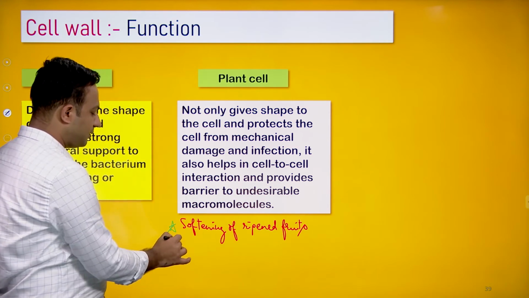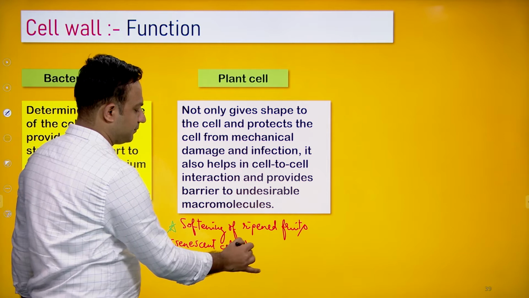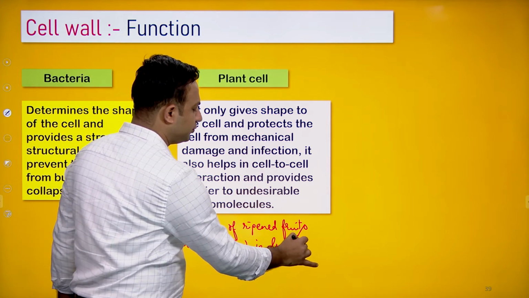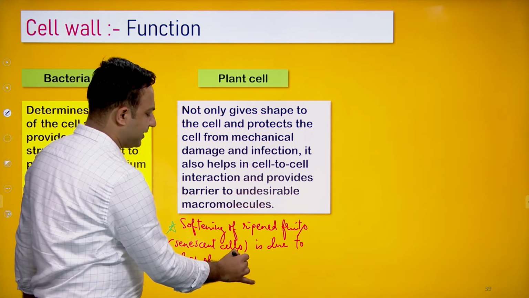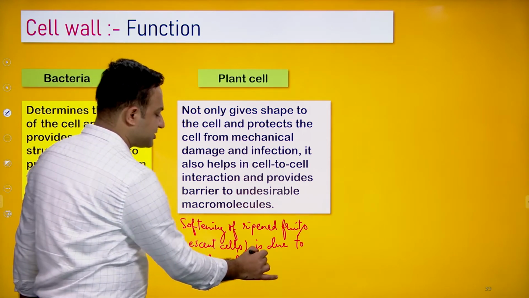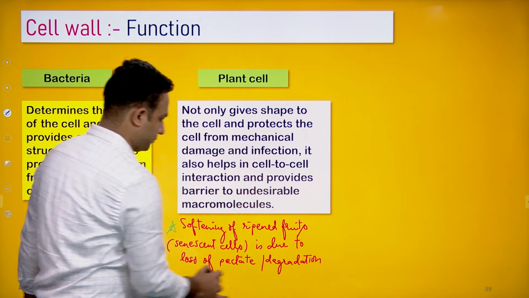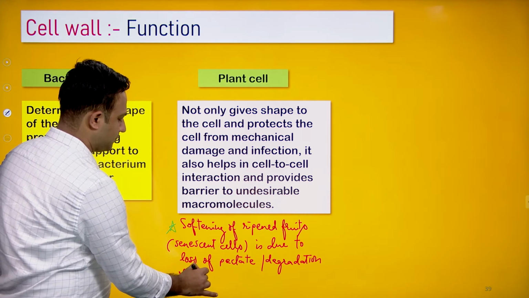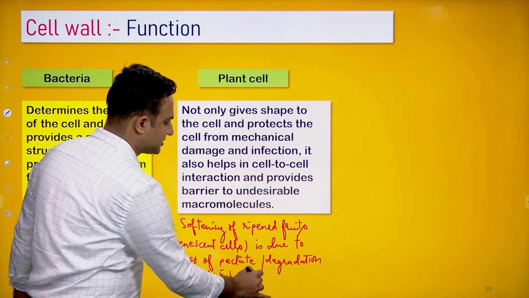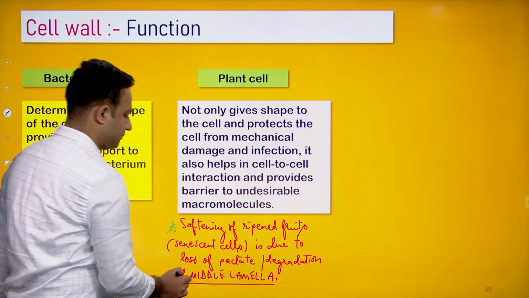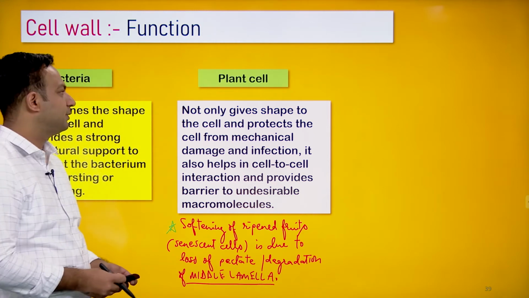and senescent cells is due to loss of pectate, or simply degradation of the middle lamella, meaning the glue between adjacent cells. That's the simple thing.